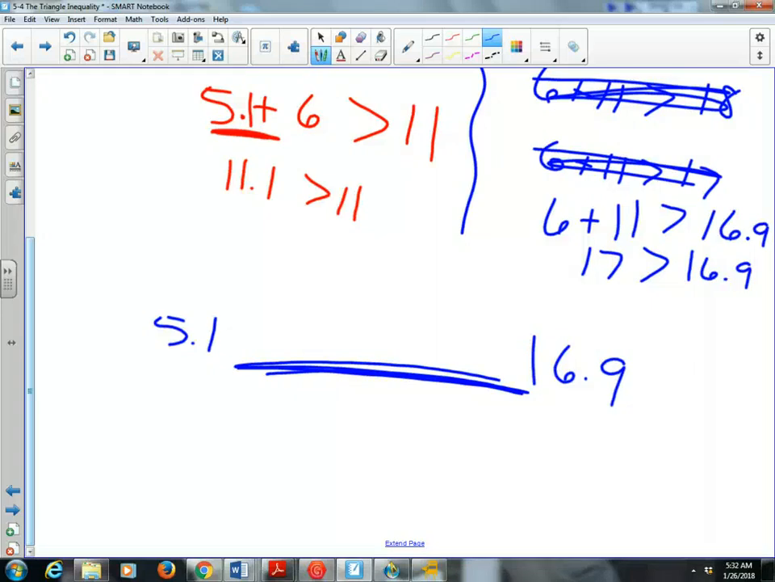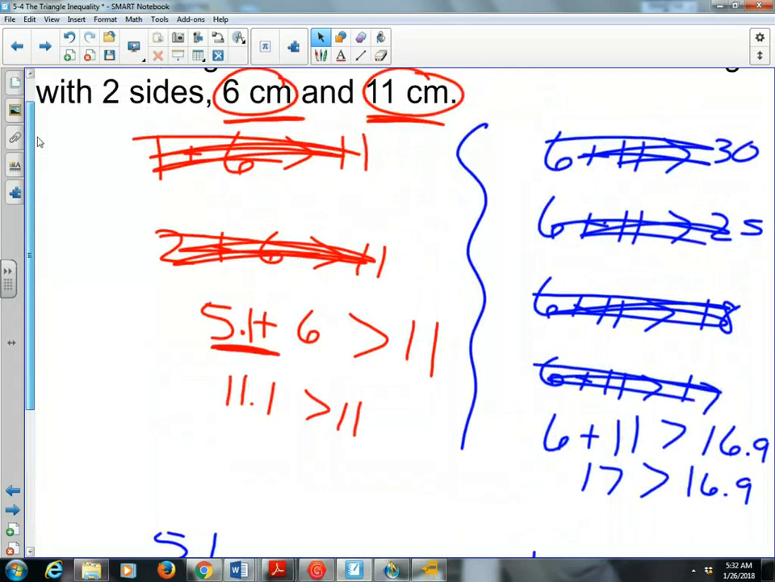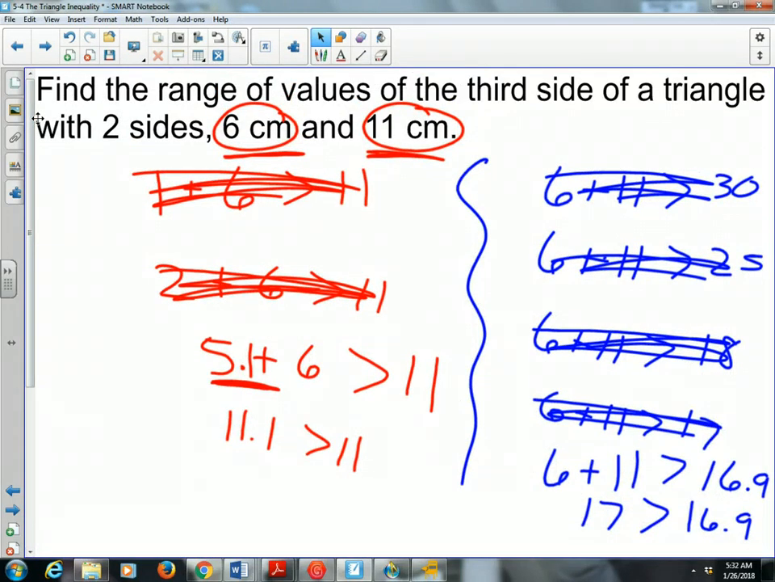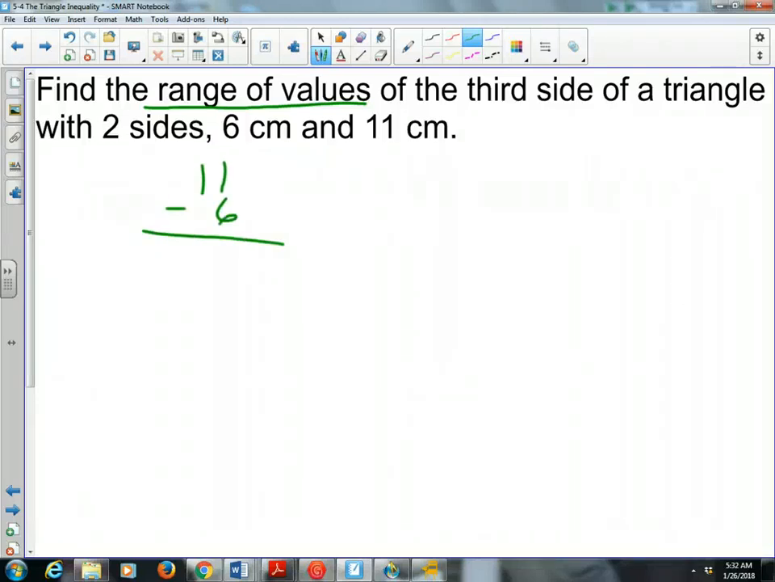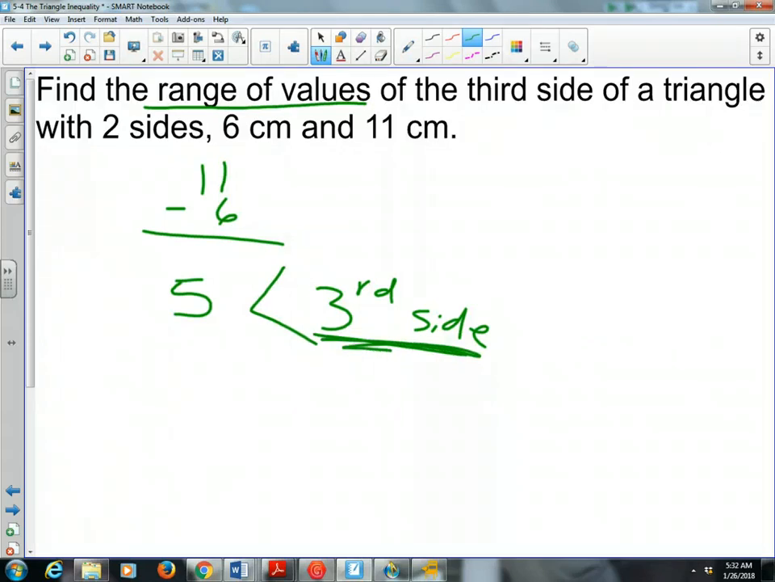So here's how we write this, and here's maybe how I want you to show your work on this one. Let's get rid of all my doodling here. In order to find the range of the values of the third side, it's very simple. All you simply do is subtract the two numbers. 11 minus 6 is 5. My third side has to be bigger than 5.